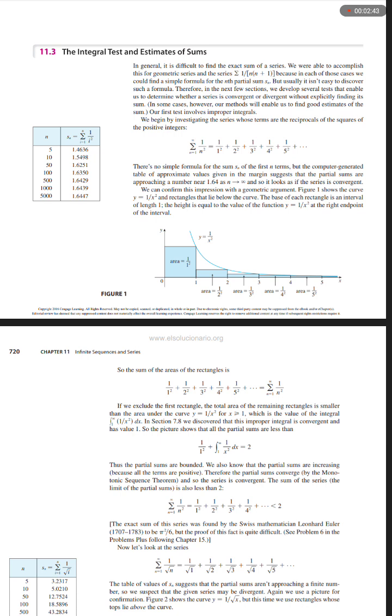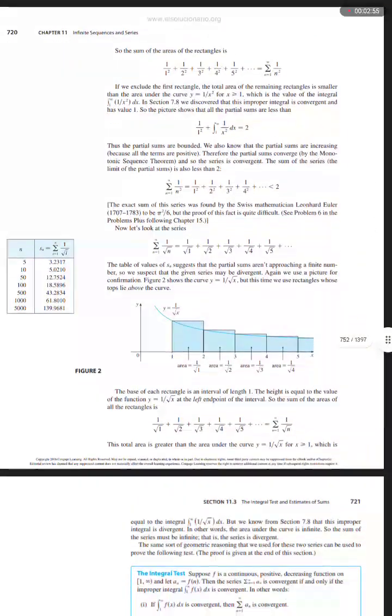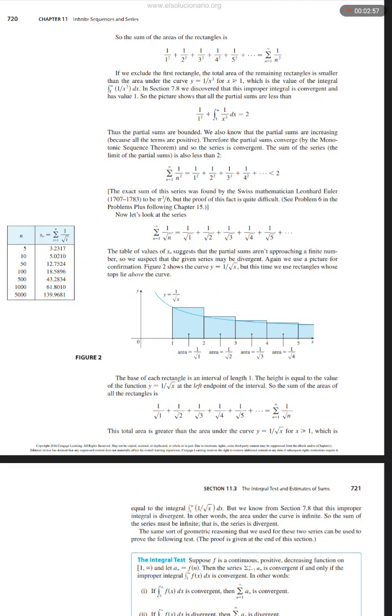So the sum of the areas of the rectangles is 1 over 1 squared plus 1 over 2 squared plus 1 over 3 squared, and so forth, until you get the sum from n equals 1 to infinity of 1 over n squared. If we exclude the first rectangle, the total area of the remaining rectangles is smaller than the area under the curve y equals 1 over x squared for x greater than or equal to 1, which is the value of the integral from 1 to infinity of 1 over x squared dx.